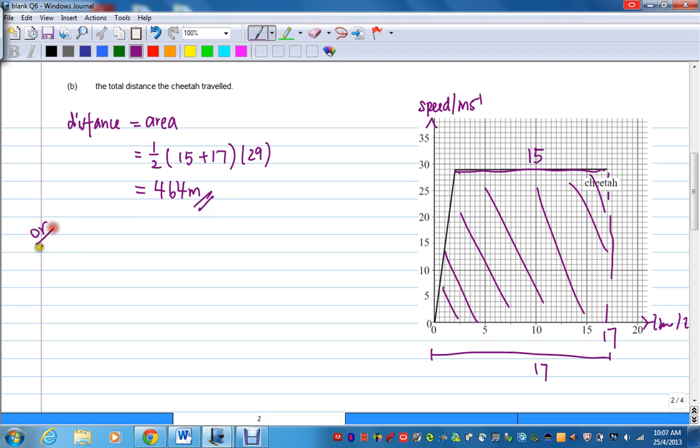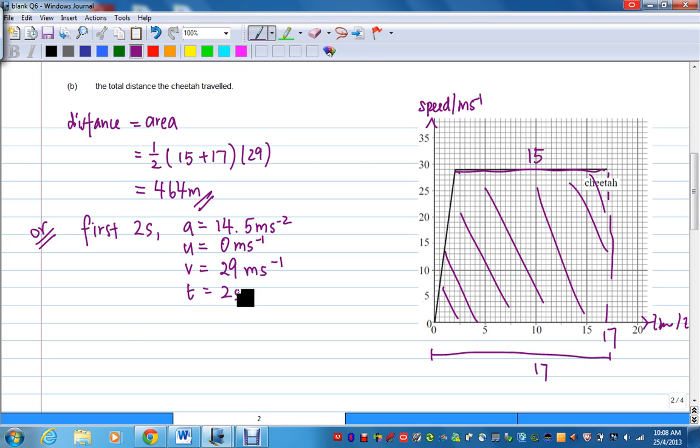Or another method is to use the equations of motion. But the acceleration for the whole duration of 17 seconds is not constant, so I can't use it for the whole 17 seconds. I will have to break it up into two parts. So I will consider the first 2 seconds. In the first 2 seconds, the acceleration is constant and the value is 14.5. I also know that initially the cheetah is at rest, so u is 0. It's given that the final speed is 29 meters per second. So this is what I know. Okay, of course time is 2 seconds.